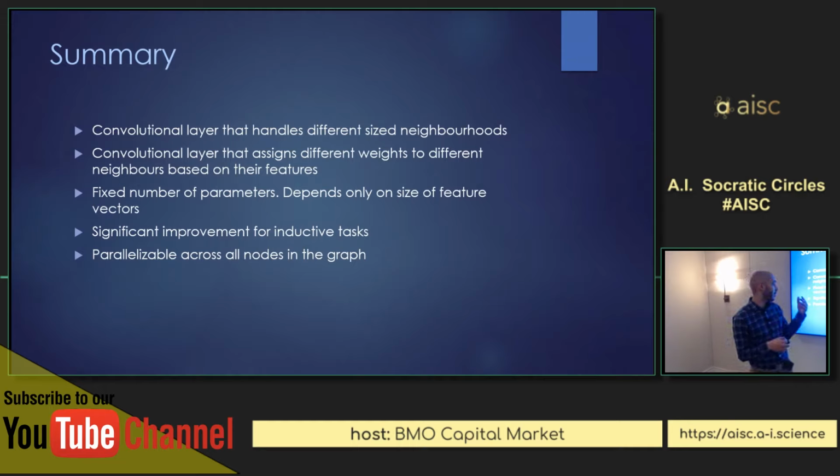And it achieved a moderate increase, well, barely any increase for the transductive learning task, but a significant improvement for the inductive learning tasks. And the algorithm itself can be parallelized across all nodes in the graph because the operations are inherently parallel.